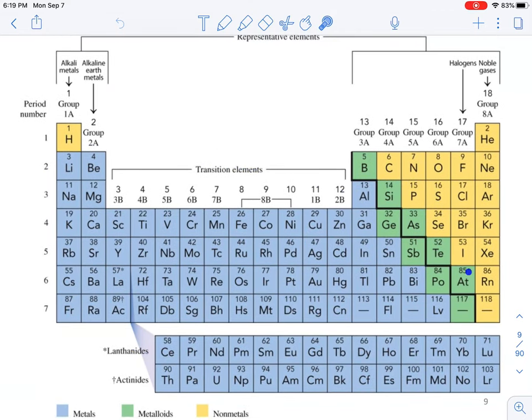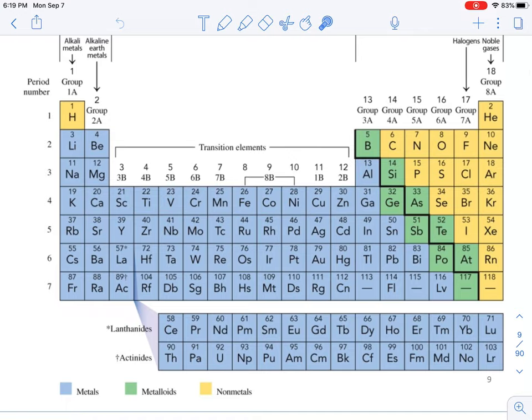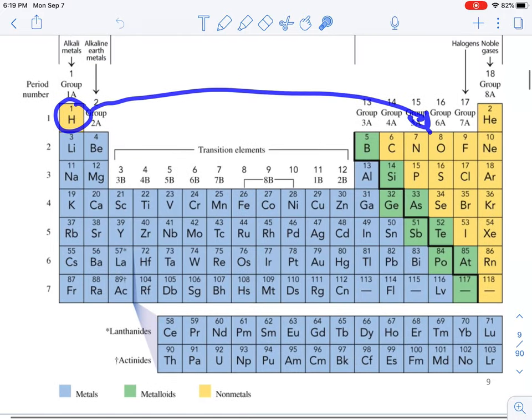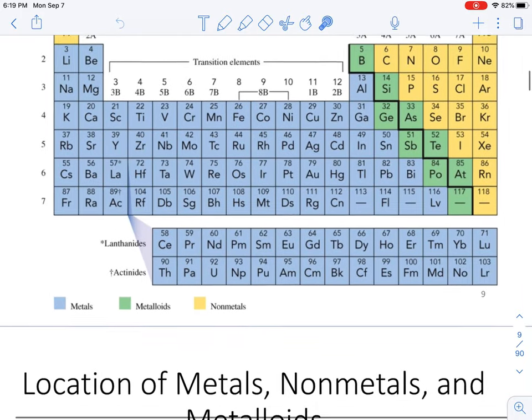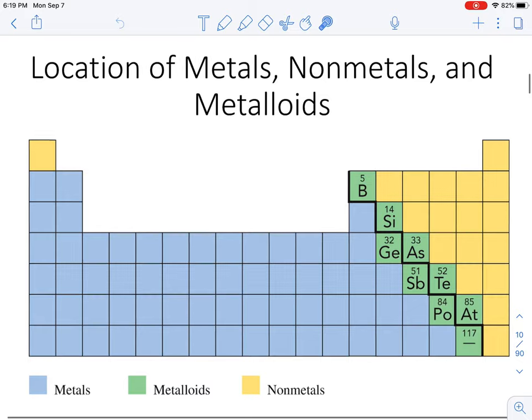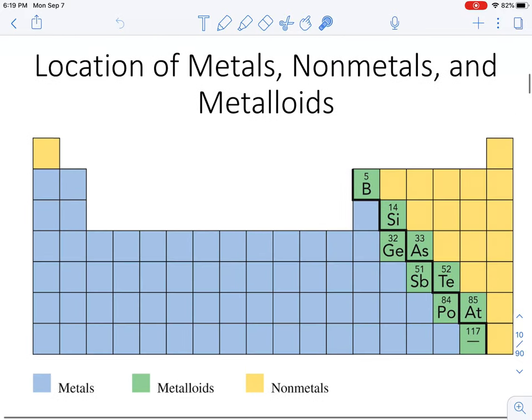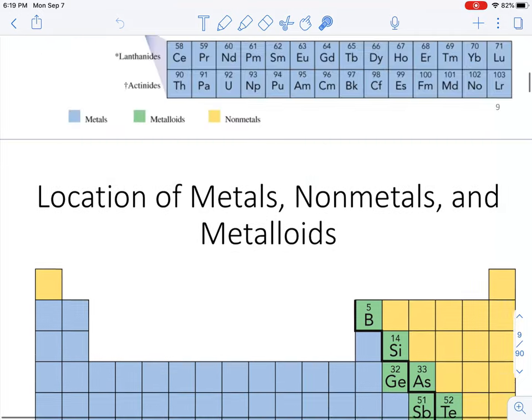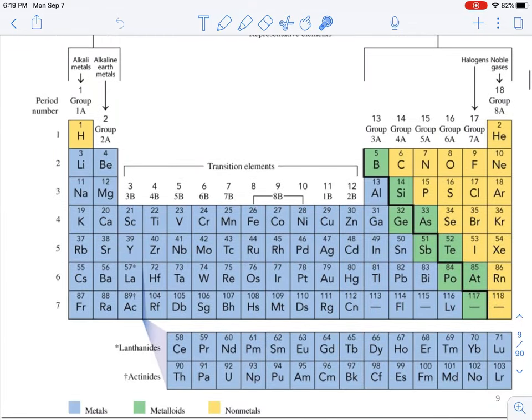And so basically elements that fall along the staircase, with the exception of aluminum, are going to be our metalloids. Also, hydrogen is an exception. Hydrogen belongs to the nonmetals. All right, and so this is just another perspective with respect to the locations of metals, nonmetals, and metalloids. It's basically the same thing that I just covered over here.